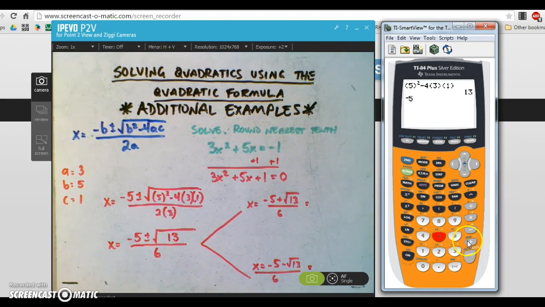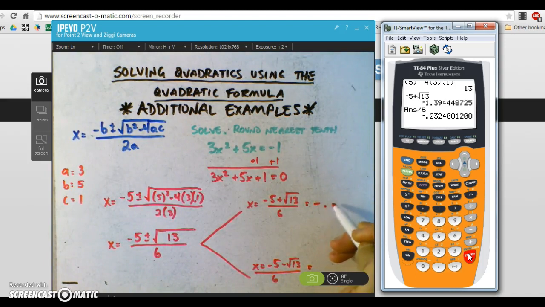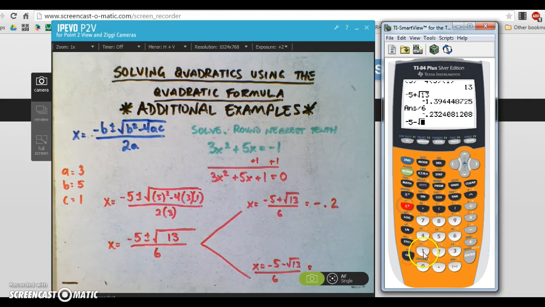Negative 5 plus radical 13. Hit enter. Divide by 6. Enter. And I have, rounded to the nearest tenth, negative 0.2. And then in the bottom, I've got negative 5 minus radical 13. Enter. Divided by 6. Enter. And I've got, rounded to the nearest tenth, negative 4.3.